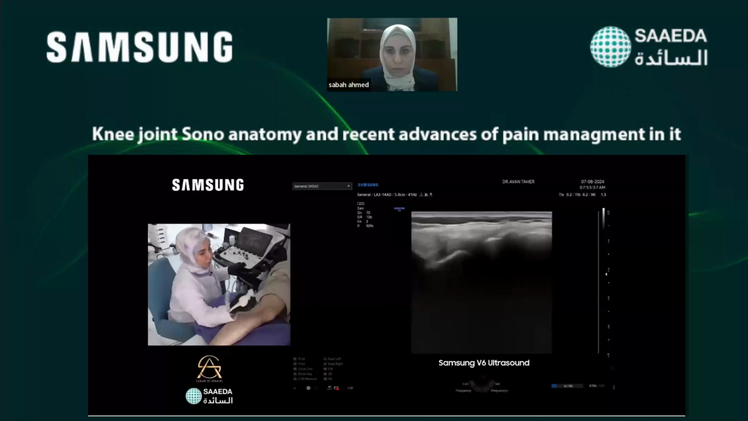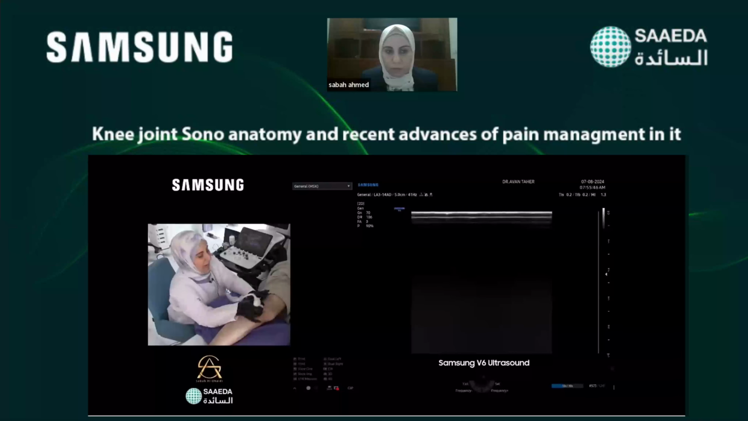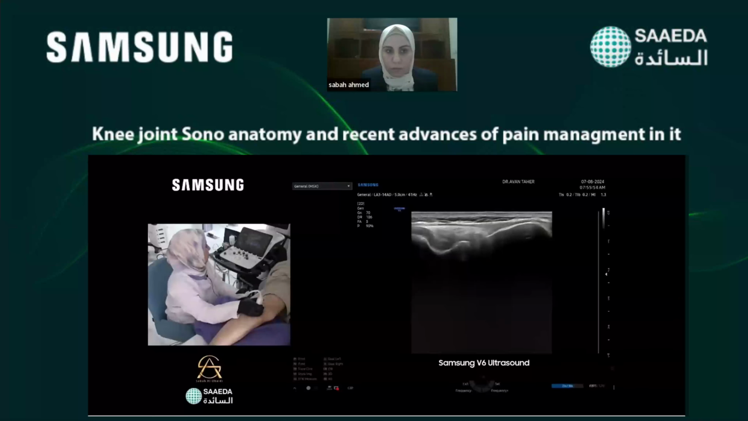So put my probe on the Gerdy's tubercle of the tibia. This is the Gerdy's tubercle of the tibia and on the femur. This is the view. You can see the lateral meniscus and the iliotibial band with the popliteus muscle.